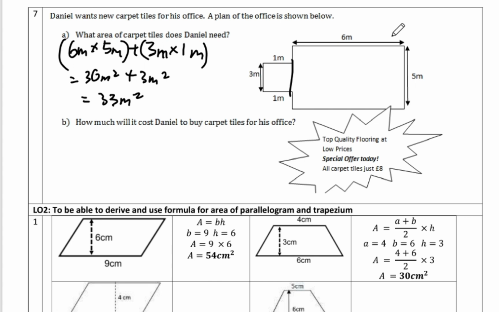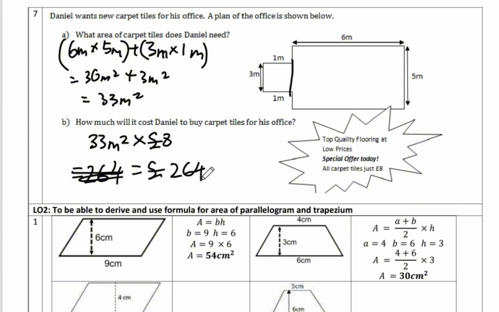So we will need to take 33m squared multiplied with 8. So the final answer will be 264.